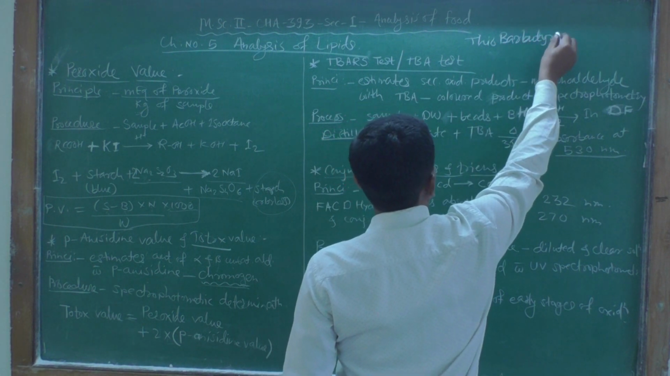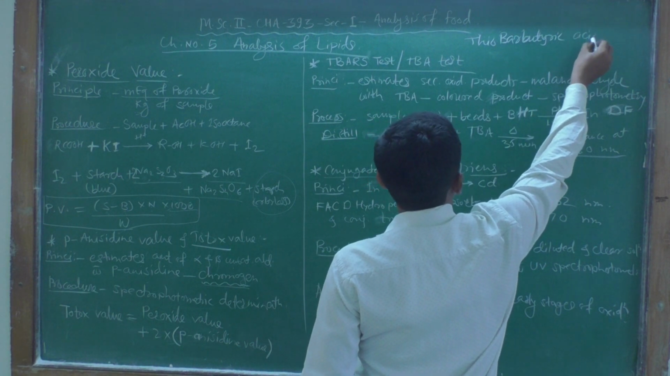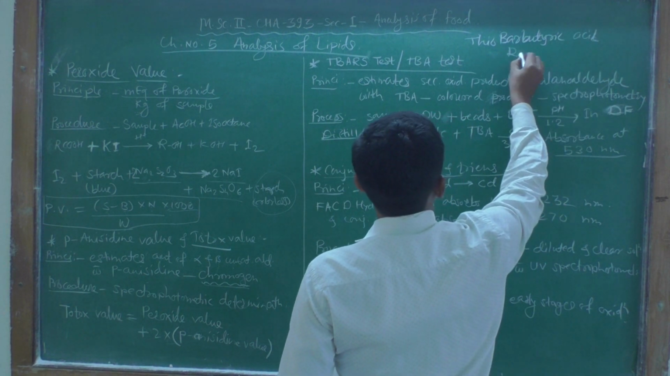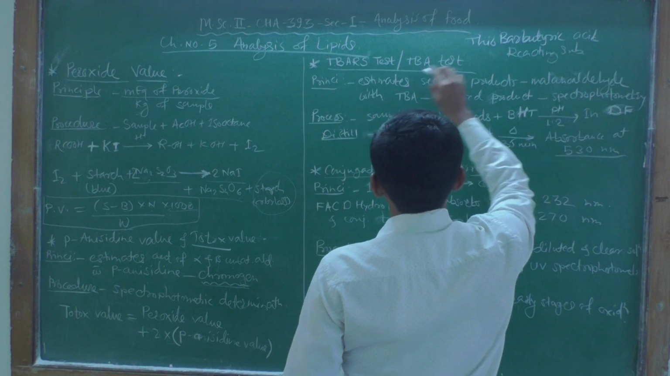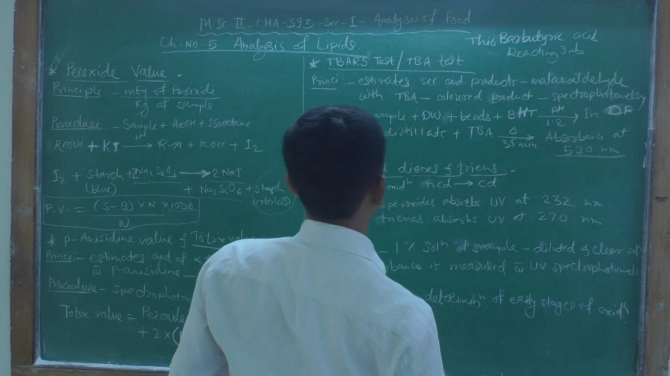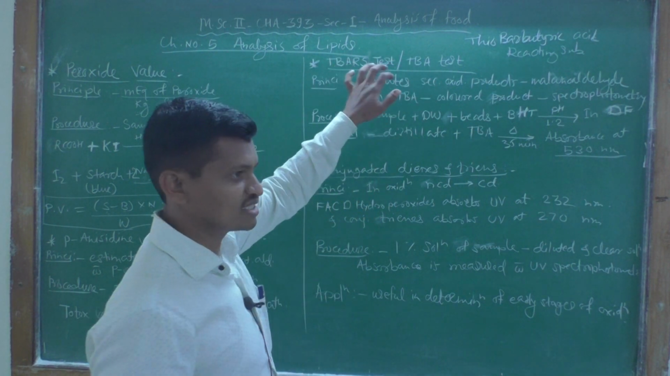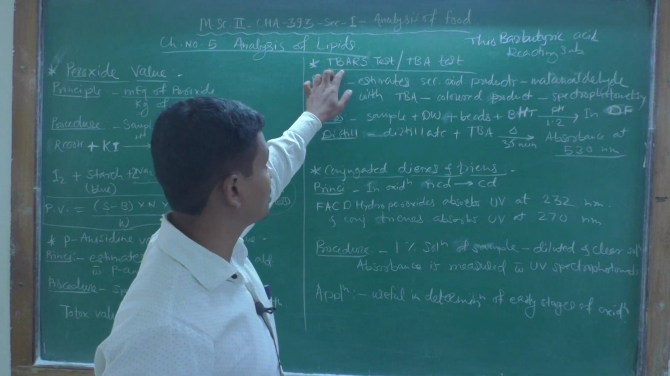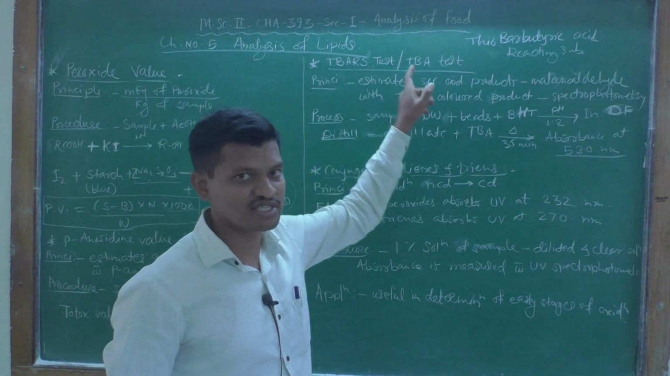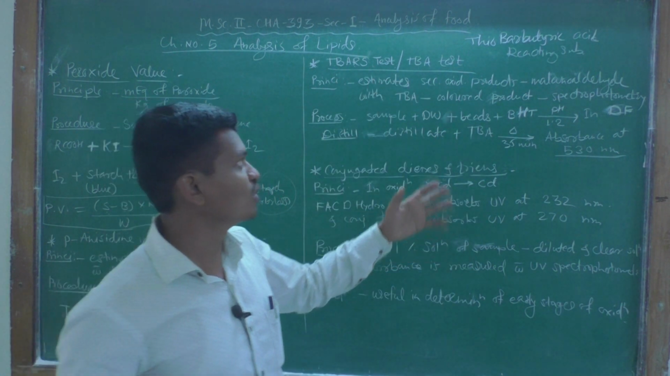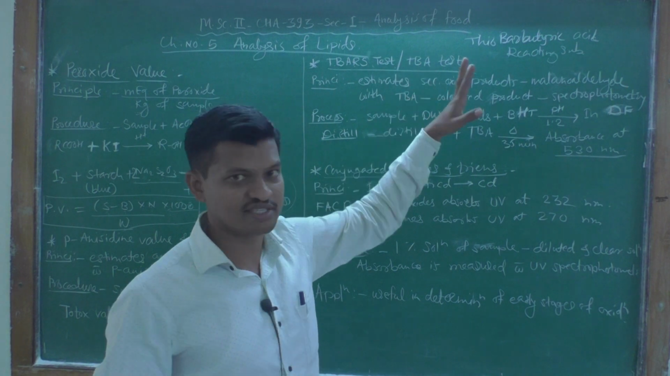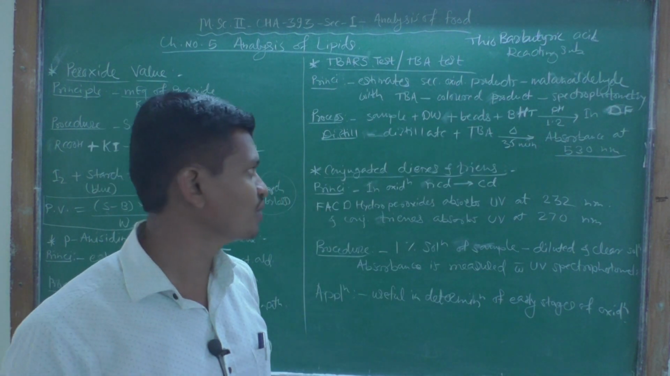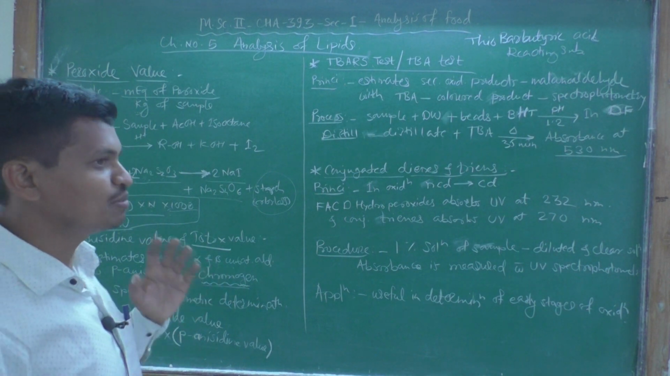Thiobarbituric acid reacting substances test. This is the long form of the T-bars test. In short, it is also called the TBA test, that is, the thiobarbituric acid test. Okay. Now, what is the principle of this test?